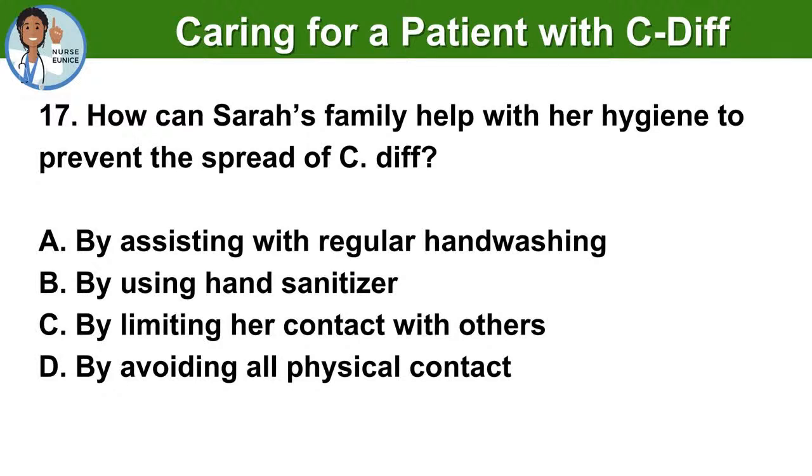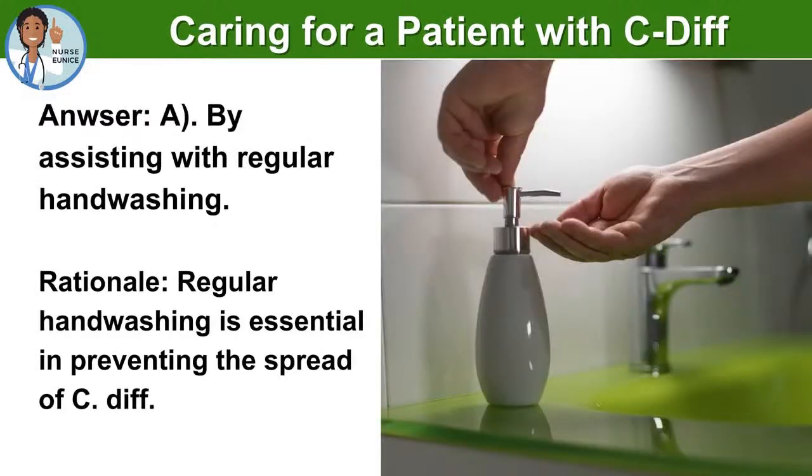Number 17, how can Sarah's family help with her hygiene to prevent the spread of C. diff? A, by assisting with regular hand washing. B, by using hand sanitizer. C, by limiting her contact with others. Or D, by avoiding all physical contact. And sometimes I think that we forget, especially if a patient is bedbound, we forget that they also need to wash their hands too.